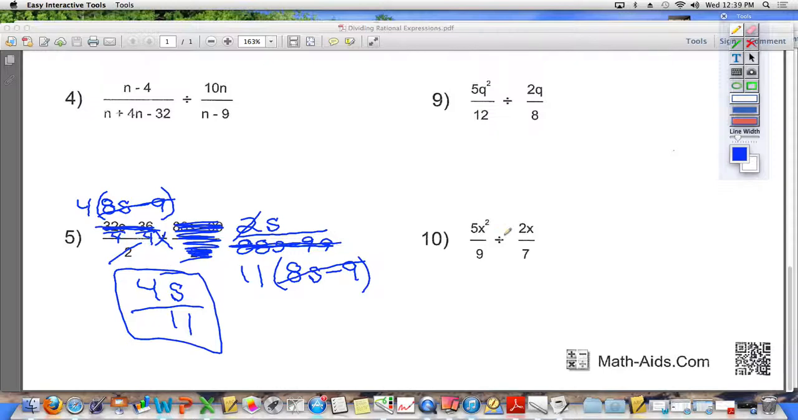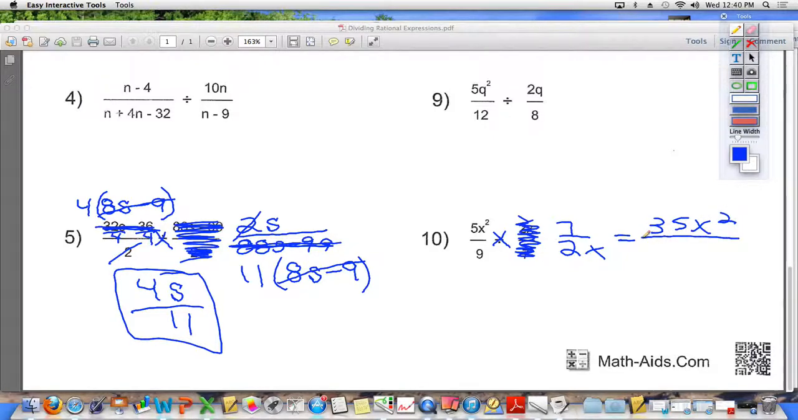Number 10, change the divide to a times. 7 on top, 2x on the bottom. I am going to get rid of that. We have 5x squared times 7. That gets me 35x squared.